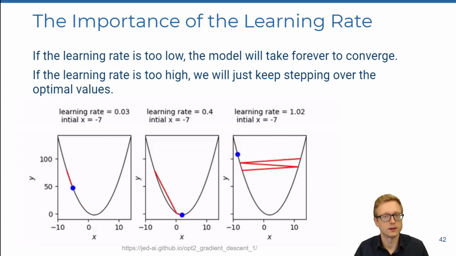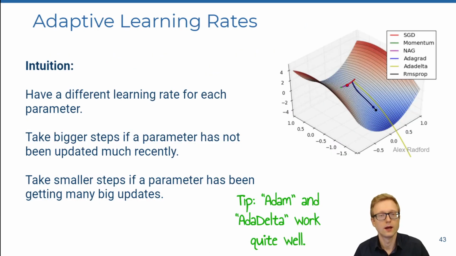And the learning rate is just a hyperparameter that we have to choose, and it's a good idea to choose that based on the development set. Adaptive learning rates are also something that can help us. So the idea behind adaptive learning rates is that instead of setting one learning rate for the whole model, we have different learning rates for each of the parameters in our model.